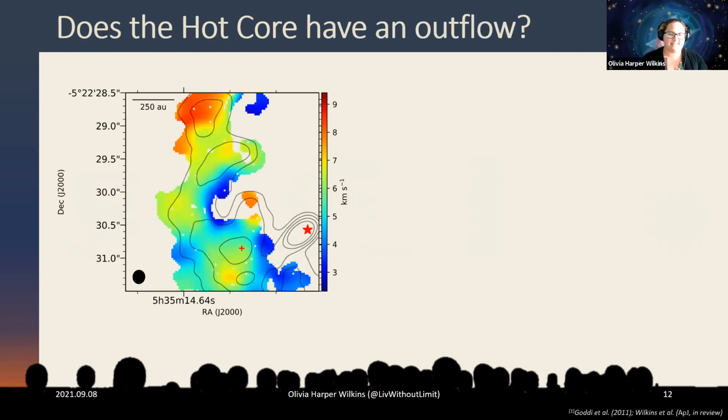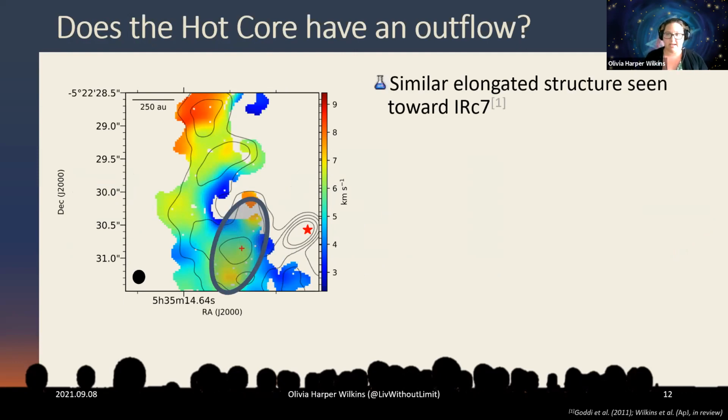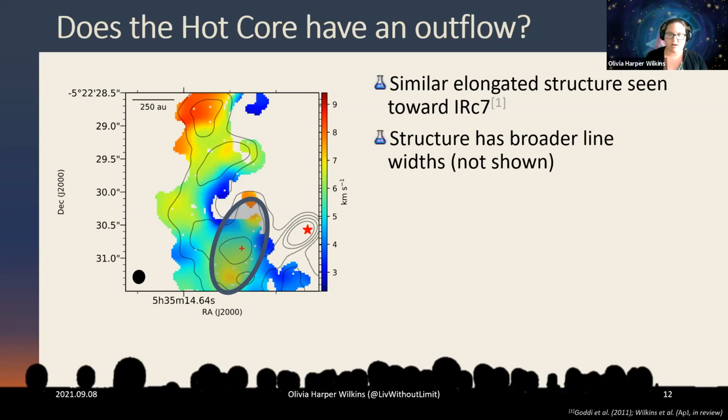Another interesting thing that we see in the velocity map is that there seems to be this elongated velocity structure centered on the hot core. There was a similar elongated structure found toward IRC7, which is an infrared source elsewhere in the Orion KL Nebula. And when that elongated structure was detected, it was attributed to a possible outflow. So we're seeing a similar elongated structure here. We also see that this elongated velocity structure is cospatial with broader line widths. I don't have those maps to show you today, but we see broader line widths. So another reason to think maybe we have an outflow here.